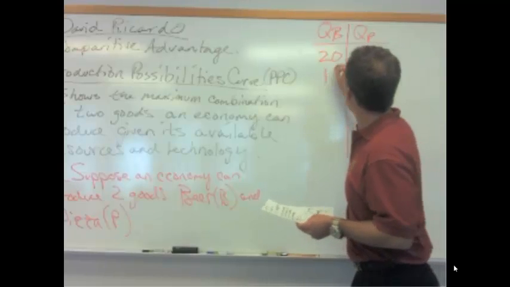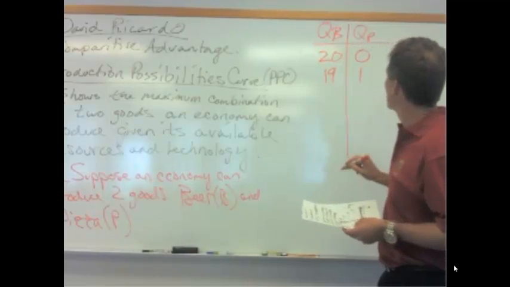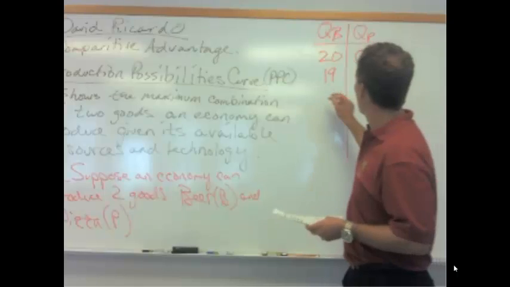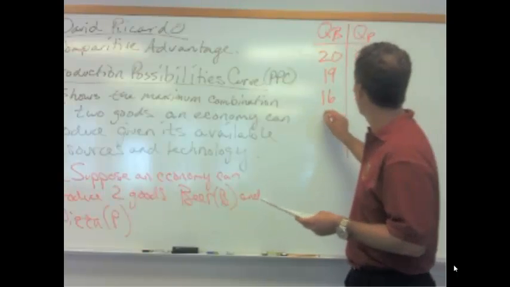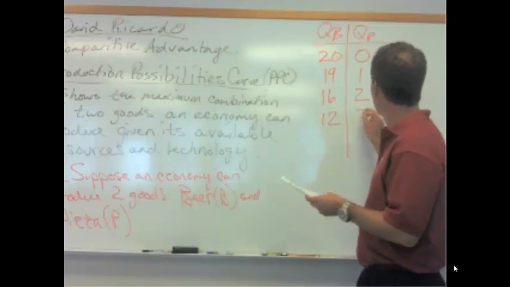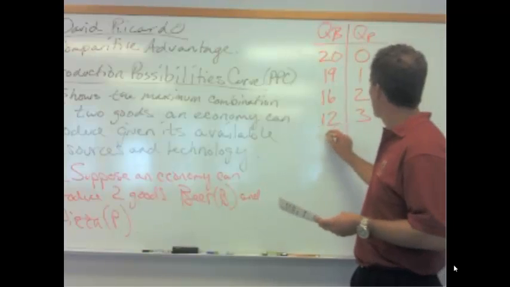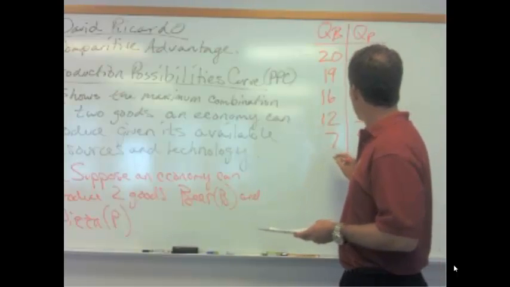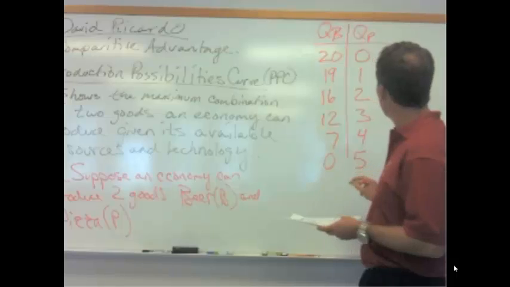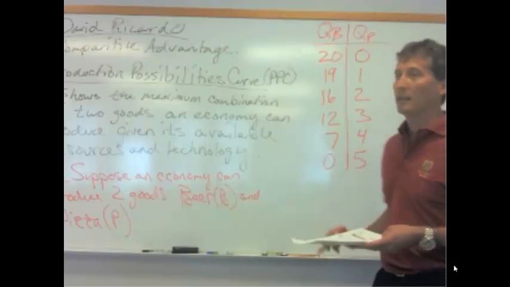Another possible combination is 19 beers and 1 pizza. Another combination is 16 and 2. Another combination is 12 and 3. Another combination is 7 and 4. And finally, the economy can have 5 pizzas, but it would mean no beer.